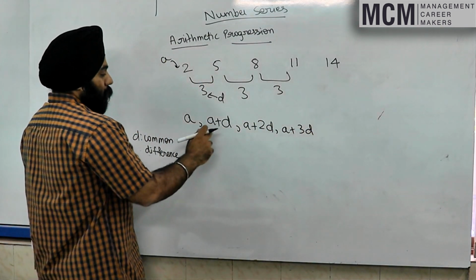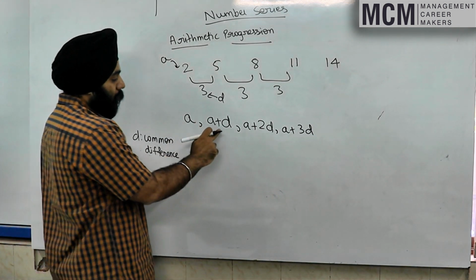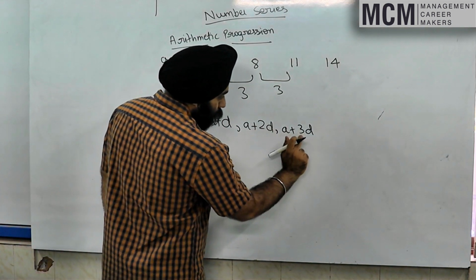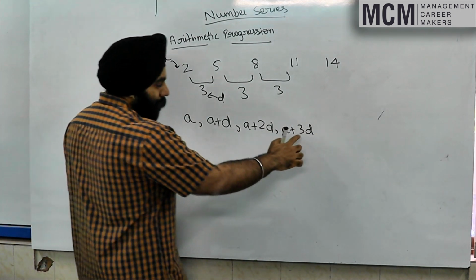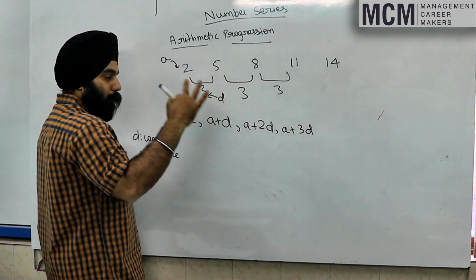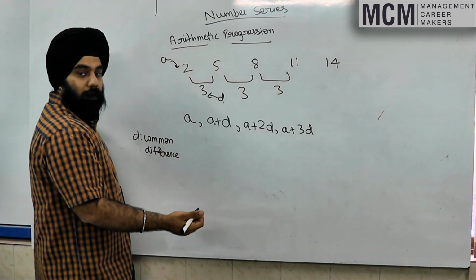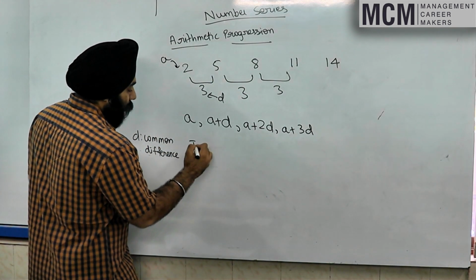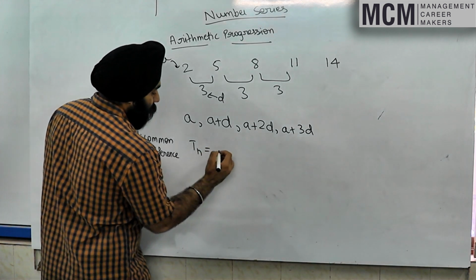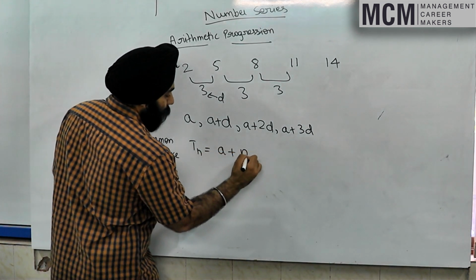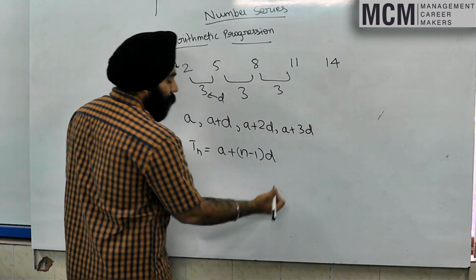Now this was the first term. This was the second term. This is the third term. This is the fourth term. Do you notice how when I said the fourth term we had 3D over here, the third term we had 2D over here? So we have to find the nth term. You will say the nth term is A plus (n minus 1) into D.